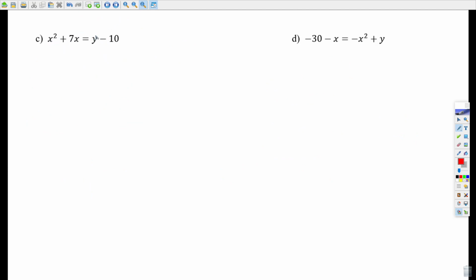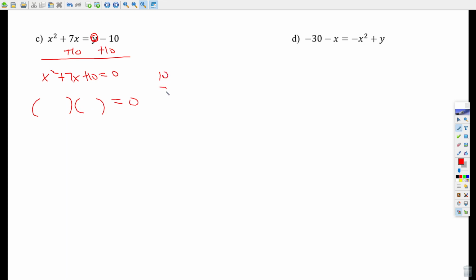Part C, again, let's just change this to 0. And I'm going to go a little bit faster here. I'm going to add 10 to both sides, since I see x squared and 7x is already over here. So we have x squared plus 7x plus 10 equals 0. Factor this.